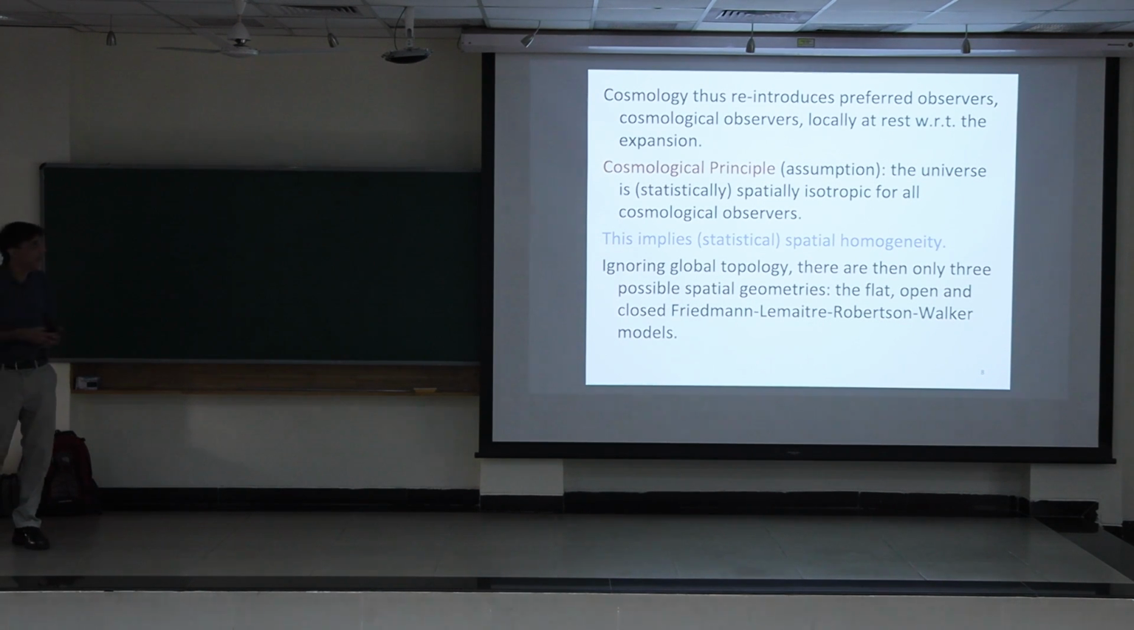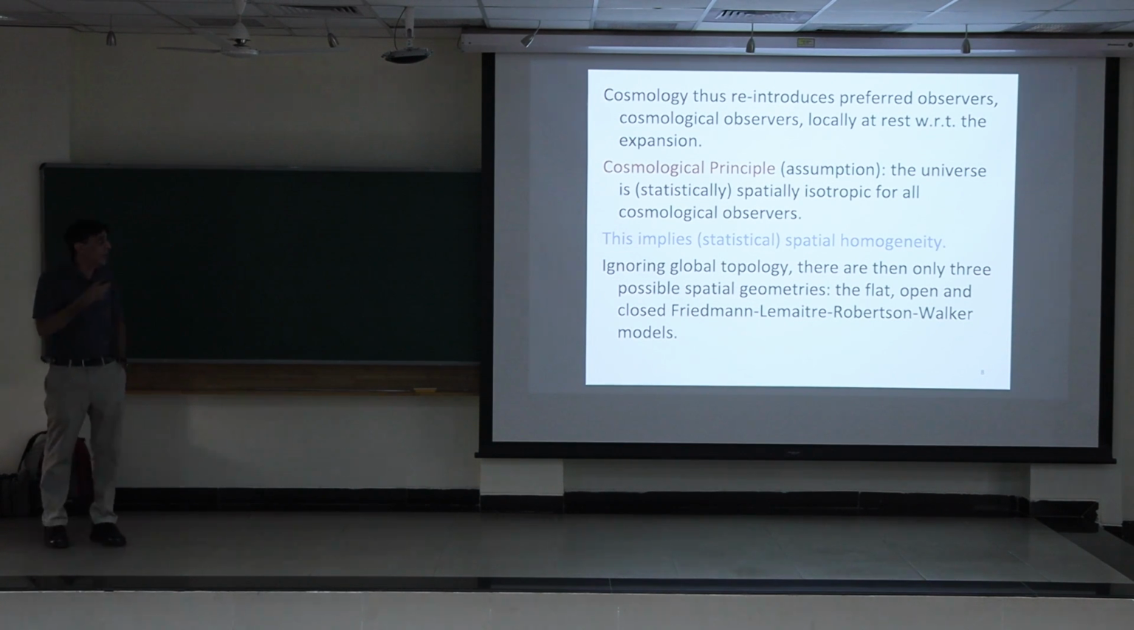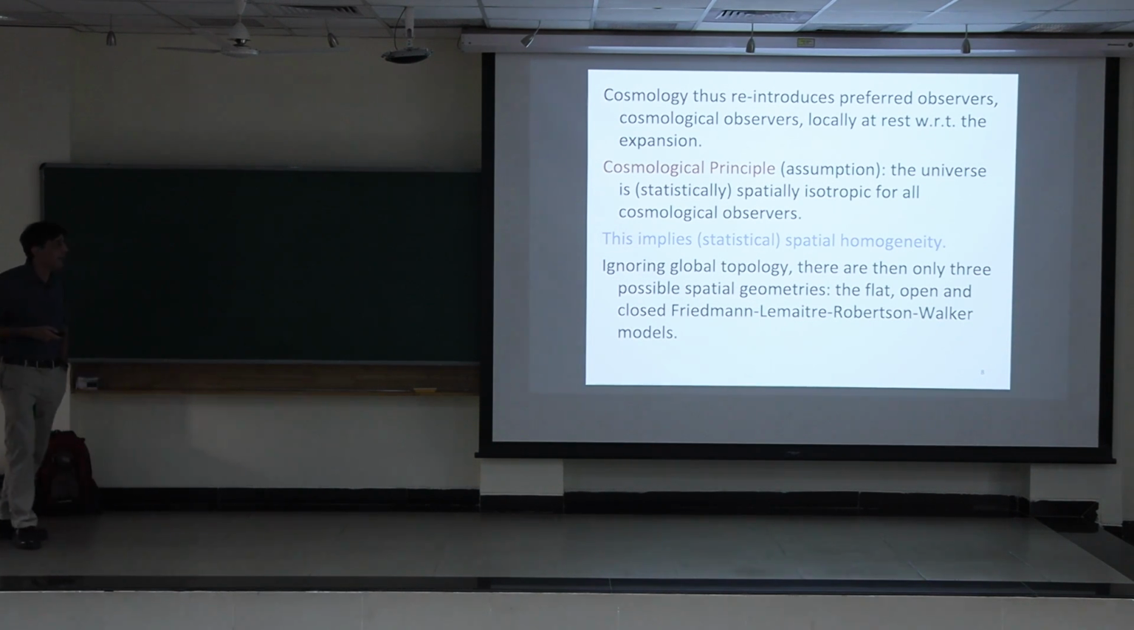So we know that the universe is expanding, and we have to be a little bit careful about how we frame things, because there are favored observers, called cosmological observers. These are the ones that are addressed with respect to the expansion, and these are the observers who see that things are isotropic on large scales.